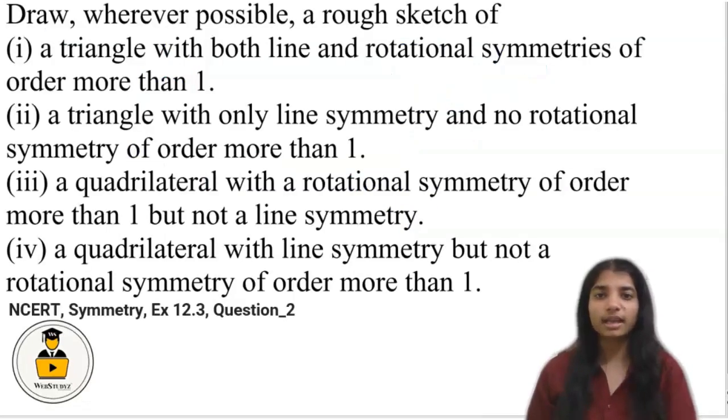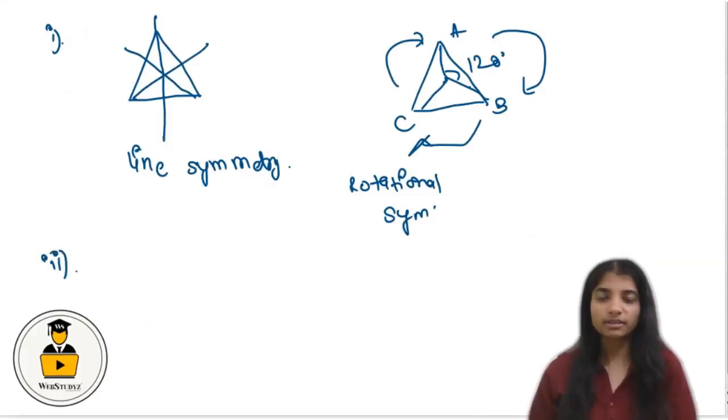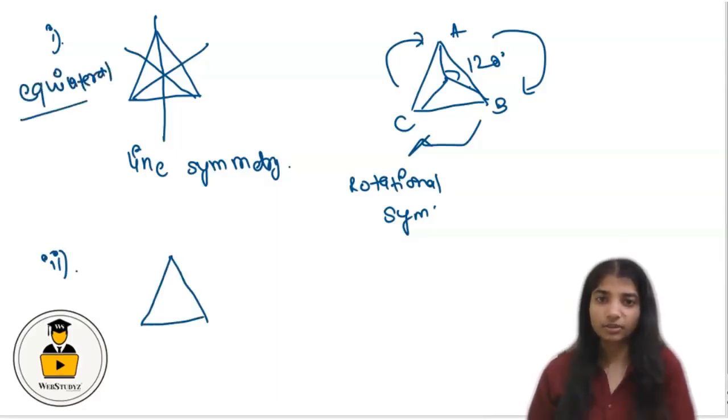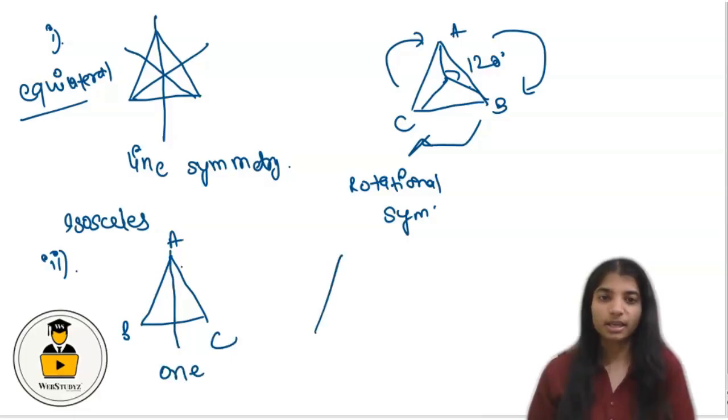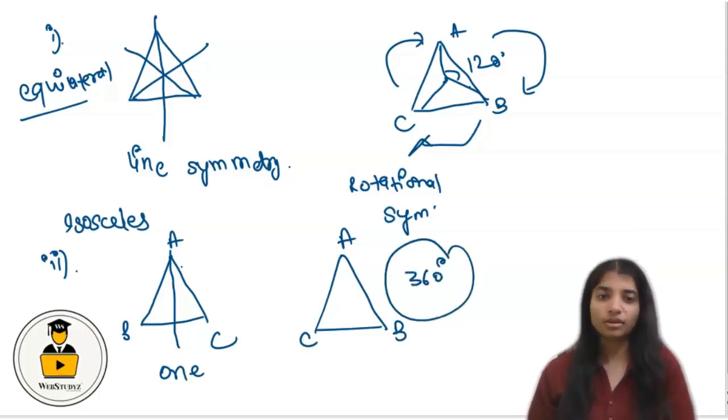Now the second part is a triangle with only line of symmetry and no rotational symmetry of order more than 1. So we are considering a triangle which has only one line of symmetry. We know that this is an equilateral triangle for the first part. For the second part, we are considering an isosceles triangle. The isosceles triangle has two sides equal, one side different, so it has only one line of symmetry. And if we rotate this isosceles triangle by an angle of 360 degrees, we get the same figure. So we can say that it has rotational symmetry.